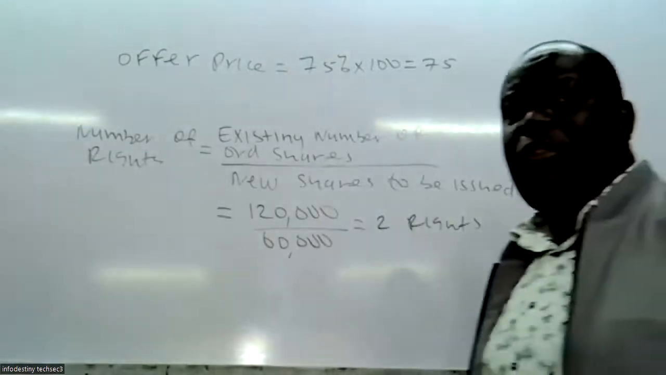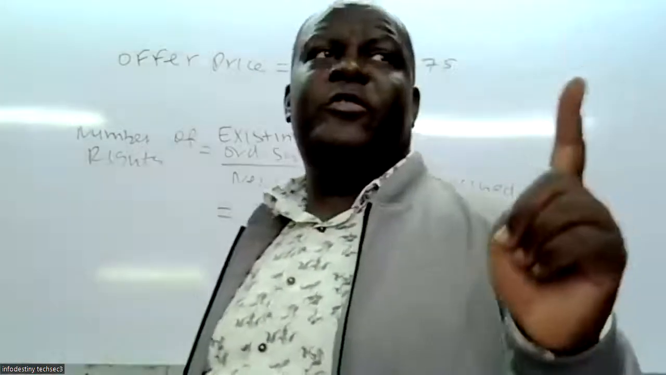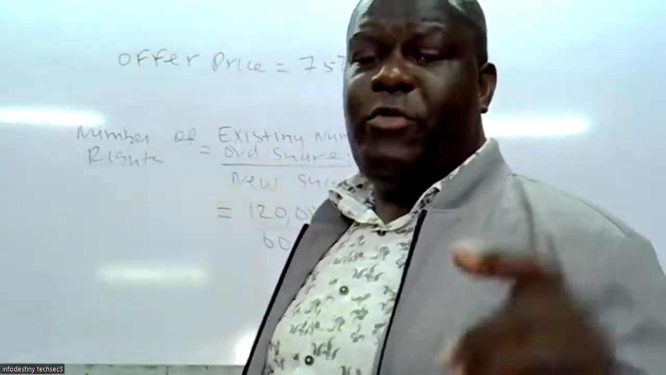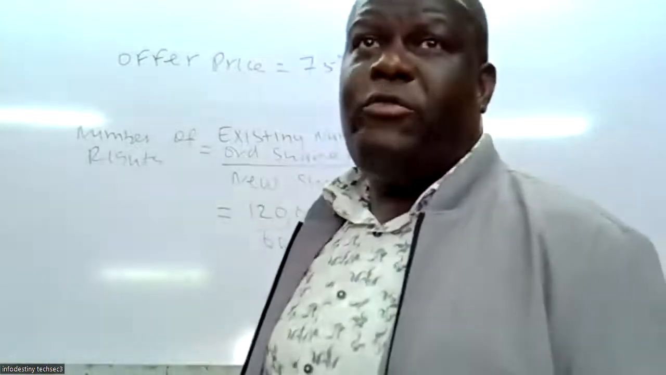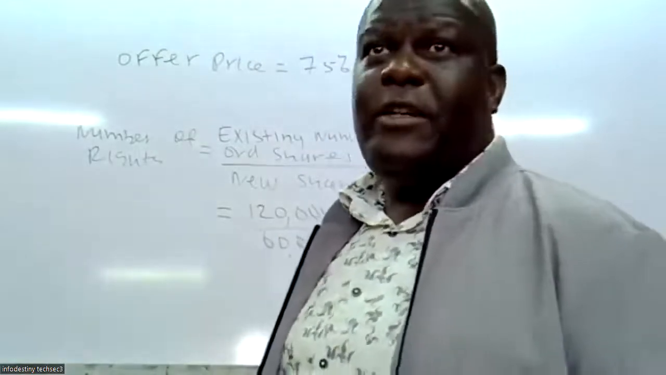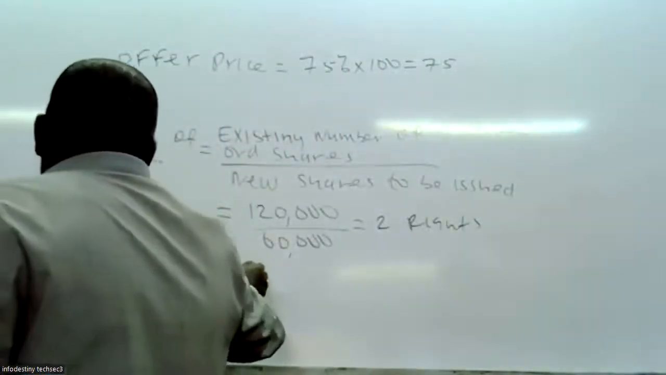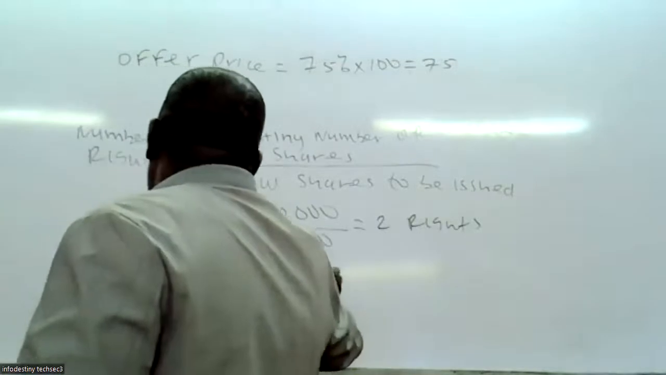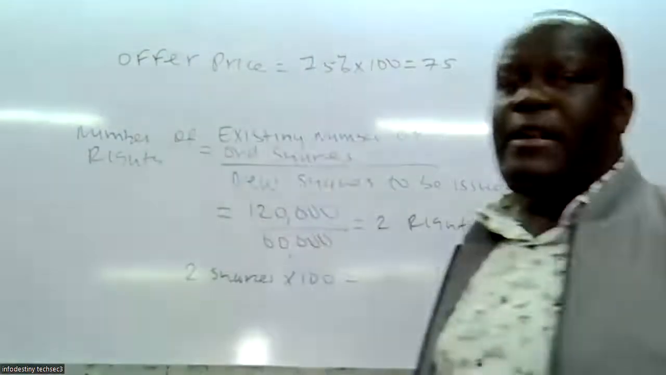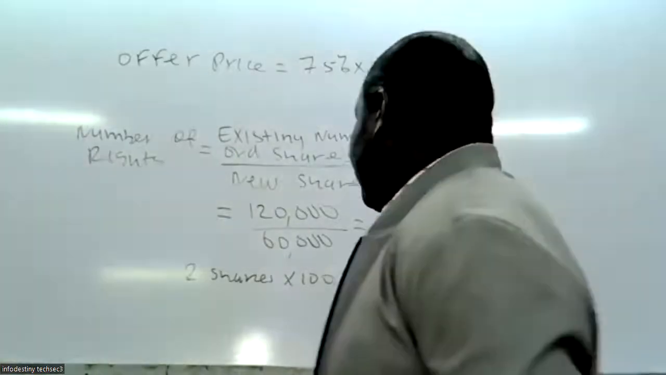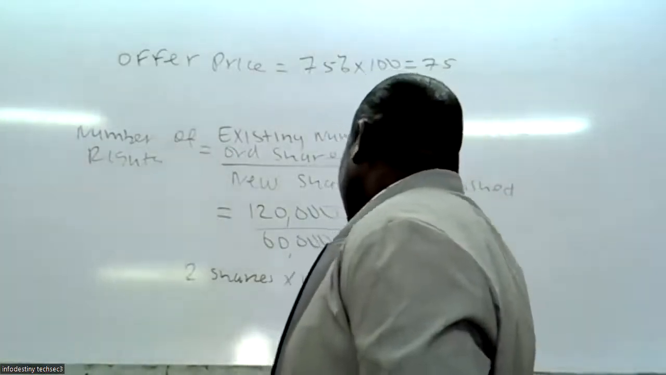When you have 2 shares, it means you will get 1 new share. So we are now on Roman letter 3, how to get the theoretical ex-rights price. The 2 shares, we value them at the current market price, which is 100. The 2 shares are the number of rights, so multiplied by the current market price of 100, this gives us 200.